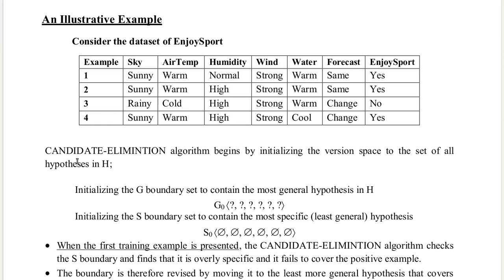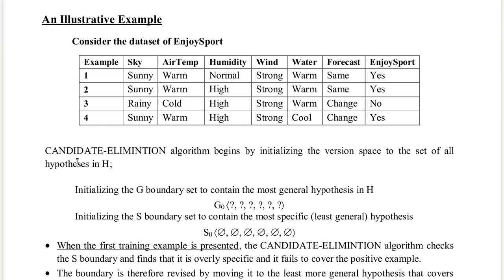Now when we encounter the first training example, we will first check whether it is a positive training example or a negative training example. If it is a positive training example, we have to update the S and refine the G. If it is a negative training example, we have to update the G and refine the S. Since we encountered the first training example as a positive example, we have to update S and refine the G.